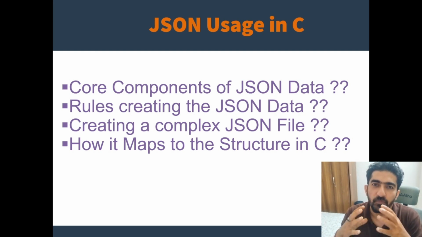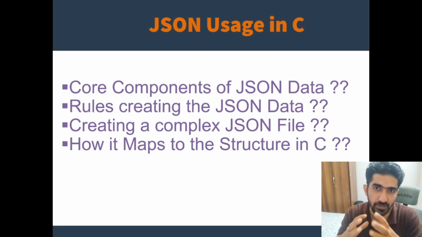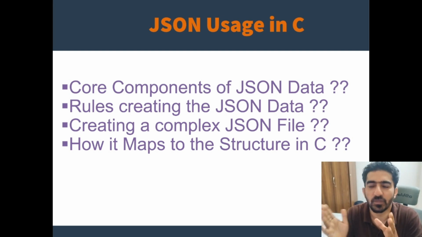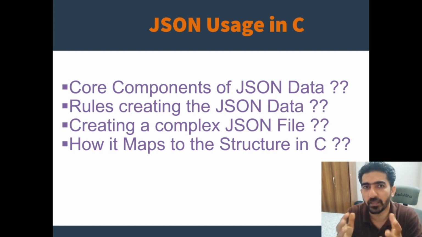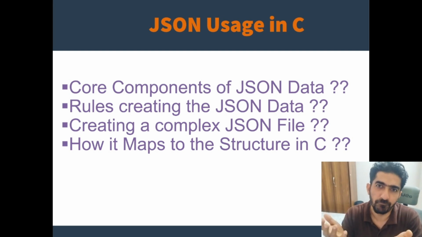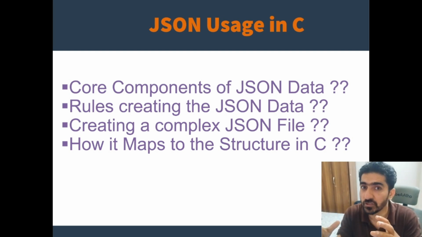Okay, so before going into that scenario, we first have to see what a JSON file is and what the components related to a JSON file are. We'll cover the core components of JSON data. Then we have the rules related to the JSON data. Then we'll create a complex JSON file and explain each and every point. We'll take an example of embedded data and try to explain all the components of that file. And last, we'll see how the data can be mapped to individual structures in C.